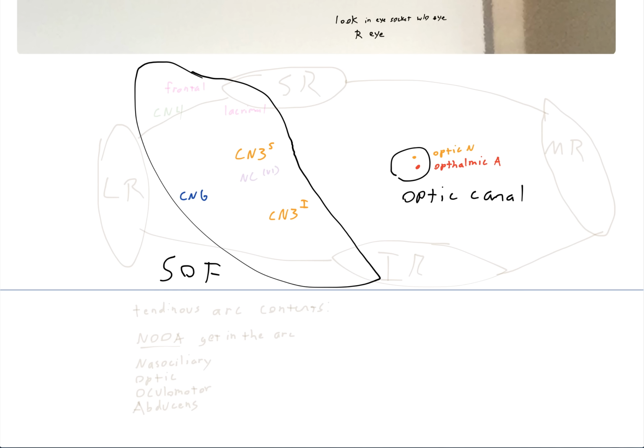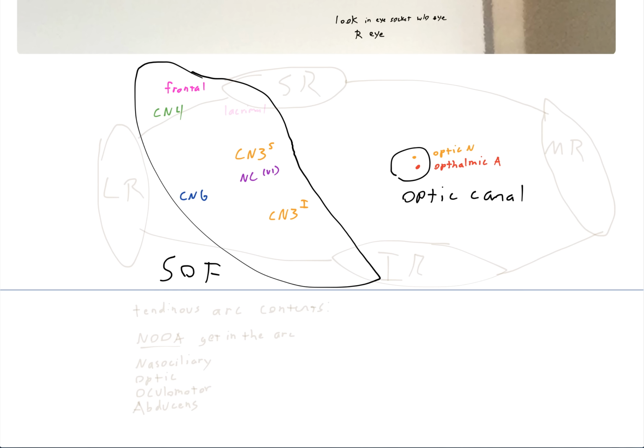Above that, you've got the lacrimal and the frontal. And you've got 4. You don't have to be perfect, just put them up there. So all of this is going through the superior orbital fissure: 3 in both of its divisions, 6 and 4, and then all 3 divisions of V1, nasociliary, frontal, and lacrimal. We've already said all of these things go through the superior orbital fissure.